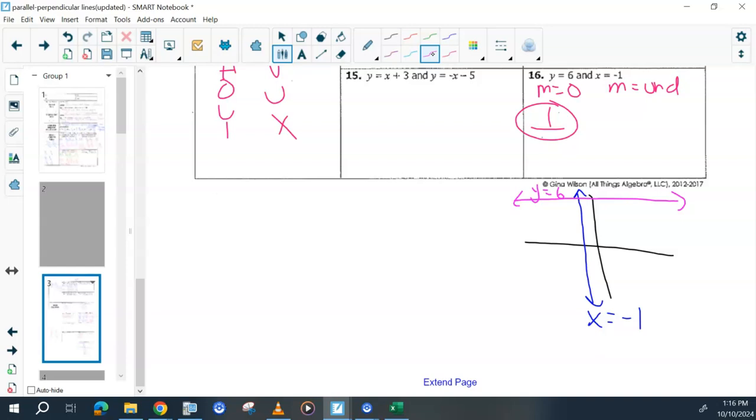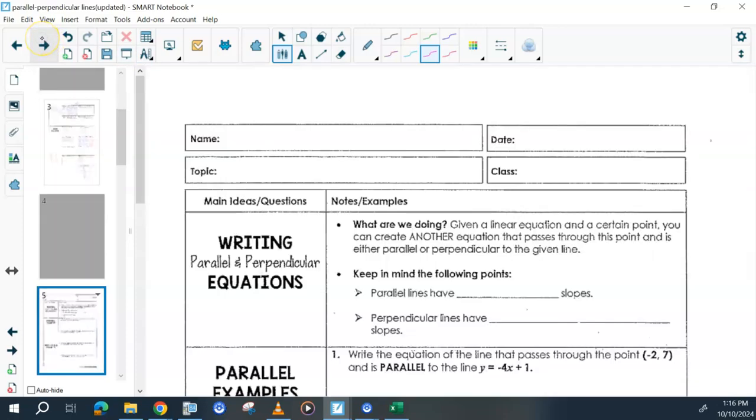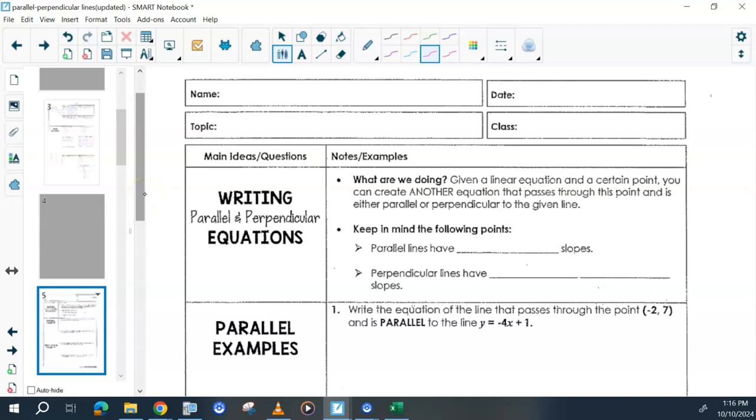We're going to do 4 more problems and then you're going to practice. We're going to do this page and then you guys are going to practice. Okay. All right, ready? Go to this page.